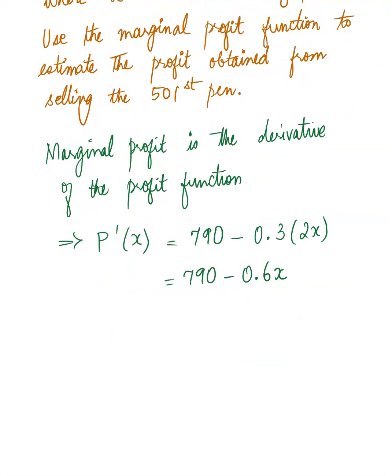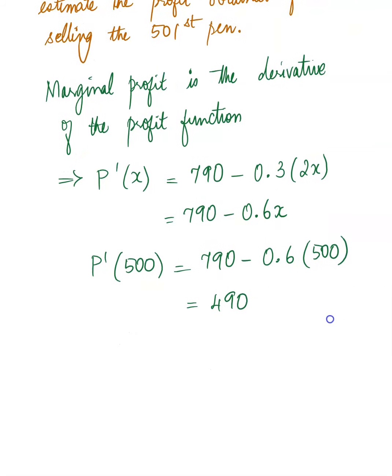So if we wanted to find the approximate profit obtained from selling the 501st pen, we'll have to find it for the first 500, because then anything more than that will give us that information. So P prime of 500 will be 790 minus 0.6 times 500. It comes to 490.